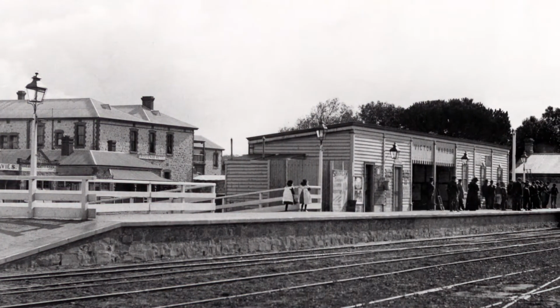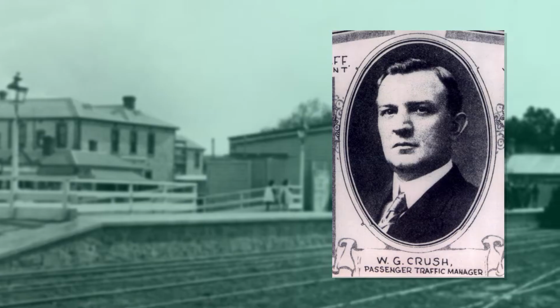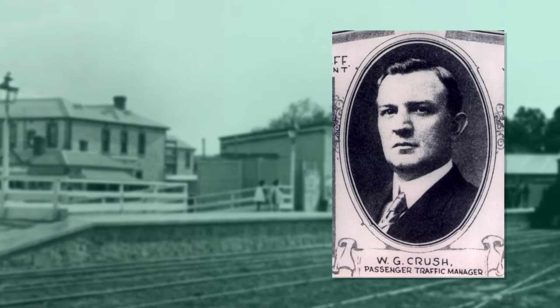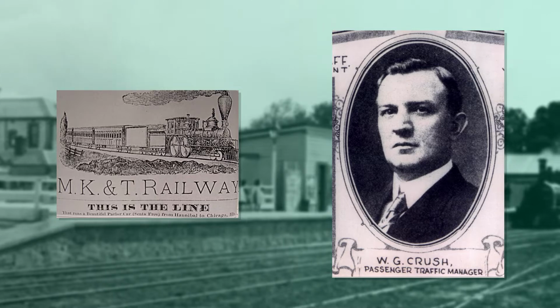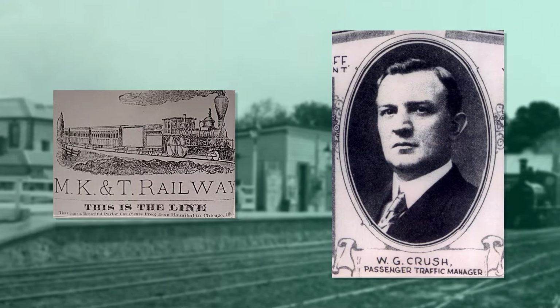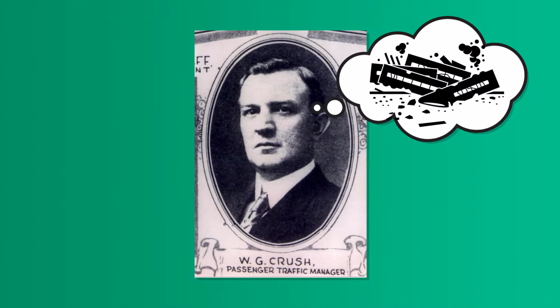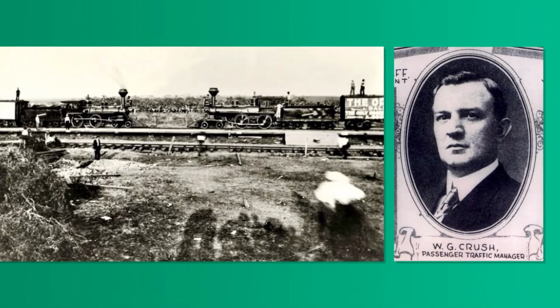Today we begin in 1896 with a man named William Crush, who was designing a publicity stunt to increase ticket sales. Crush worked for the MK&T Railway, which was down on its luck after the Depression of 1893, just a few years before. Casting about for an idea, Crush eventually talked the railway into an exhibition that was guaranteed to draw attention. He was going to run two locomotives into each other head-on.